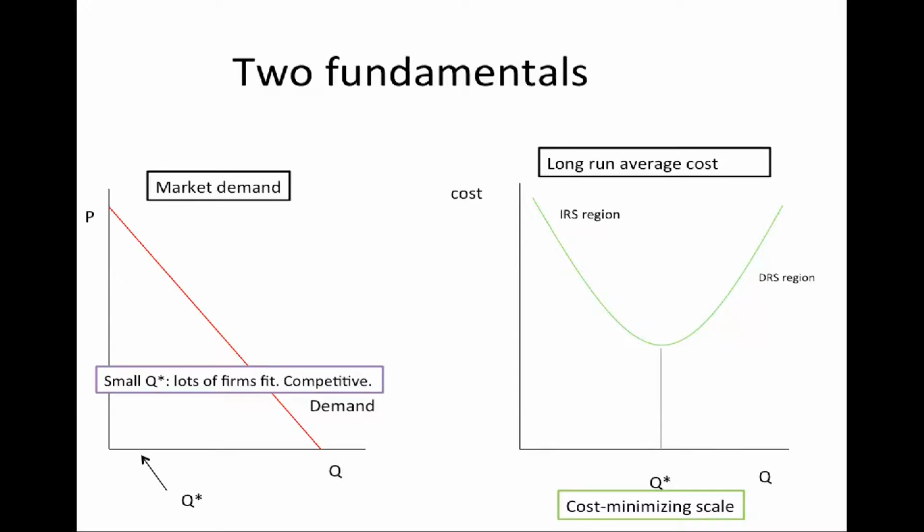Now, one possibility is that Q star is really small relative to market demand, in which case lots of firms will fit in this market, and it'll end up being what we call a competitive market. Another possibility is that Q star is large relative to the market. If it literally is over where this arrow, this right-hand side arrow touches the quantity axis, then literally just one firm will fit in the market, and it'll end up being a monopoly. But more generally, if a few firms fit, it'll be a concentrated market, or what we'll call an oligopoly.